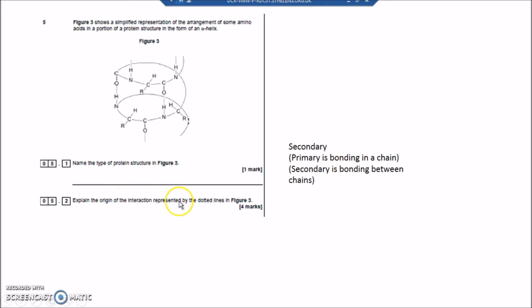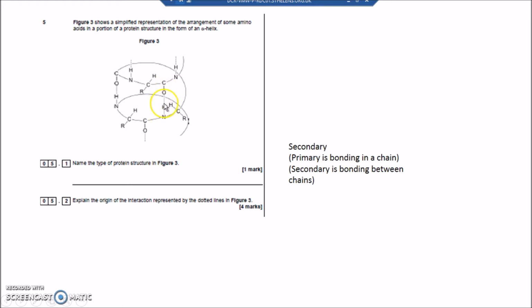Explain the origin and the interaction represented by the dotted lines in figure 3 for 4 marks. We're looking for 4 things. So what have we got here? We've got a C to O bonding to an N to an H. So you need to say that the N to H is polar, so there's a delta minus on the N and a delta plus on the H. And similarly here, you've got a delta plus on the carbon, a delta minus on the O. I think for a second mark you'd say that the O and the N are electronegative, that's why they get small delta minuses.